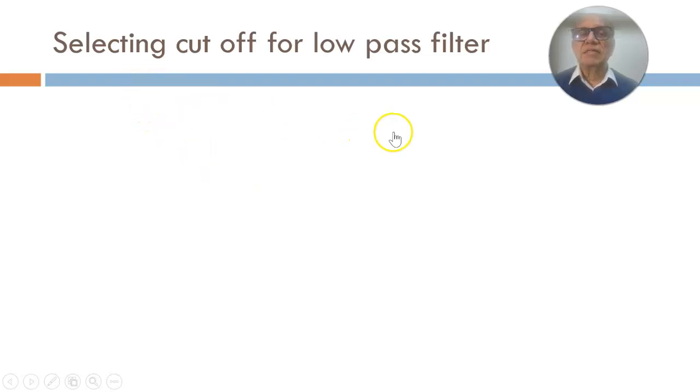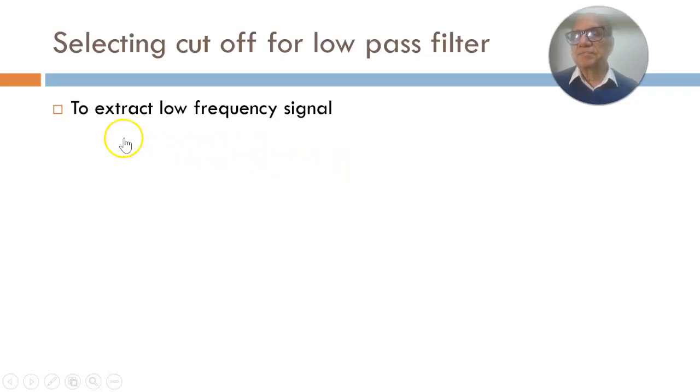Now let us see, suppose we want to allow the low band of frequencies to go to the output, then we have to build a low pass filter. So you must choose an appropriate cutoff frequency for the low pass filter. So how do you select?